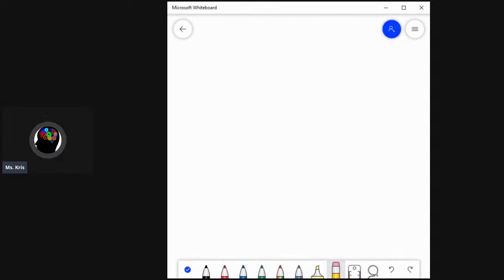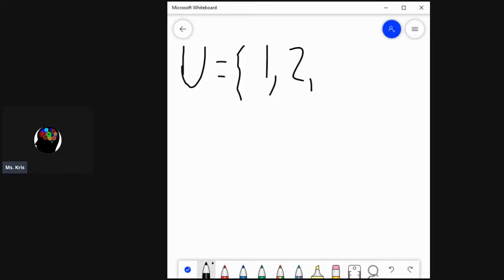All right, moving on to the universal set and the complement set. Now, universal set simply is all the elements in one set. Universal set is all the elements in one set. So universal set says, hey, these are all the numbers in the set.